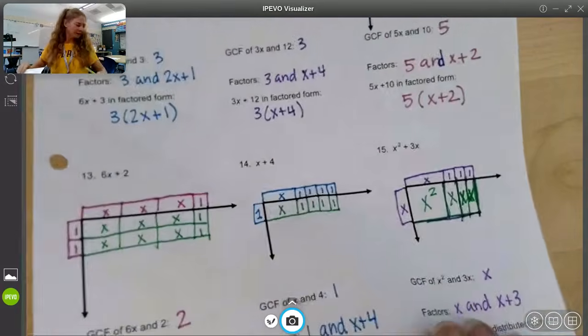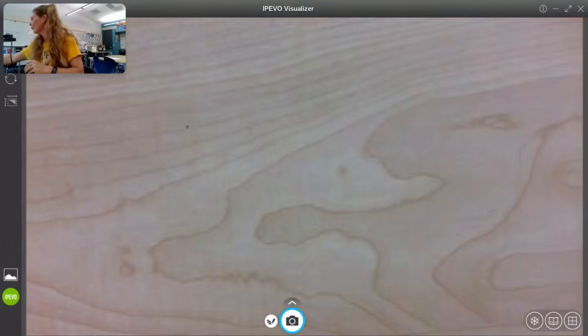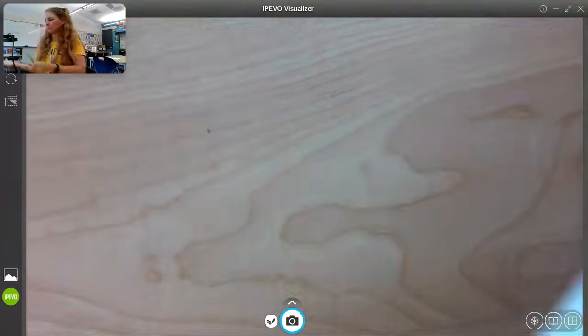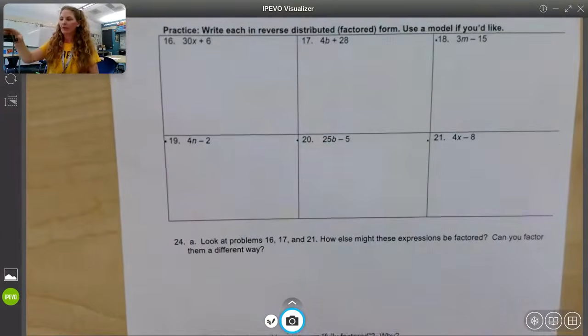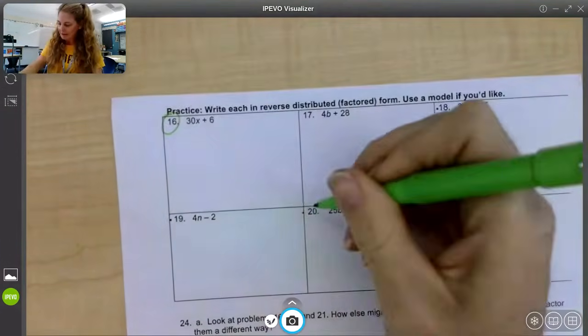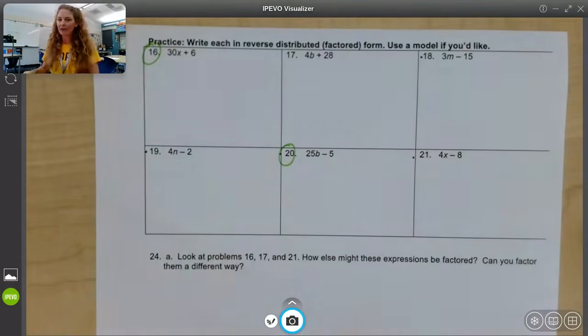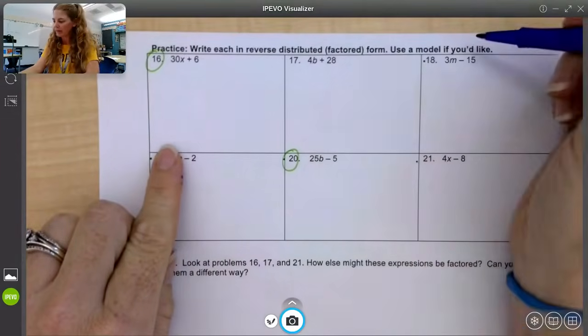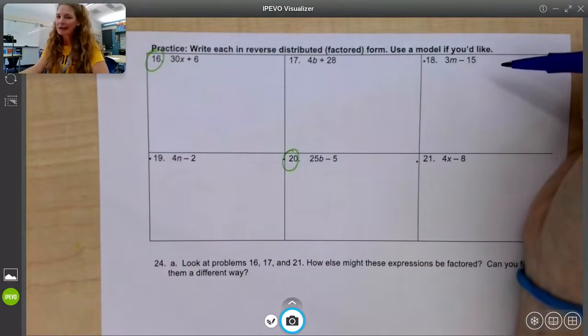Wonderful. Let's look at our last page. We are going to do 16 and 20 together, and then I'll let you finish the other ones on your own. So remember, we're writing in reverse distributed form, factored form, and use a model if you'd like, but I think you guys have it right now.